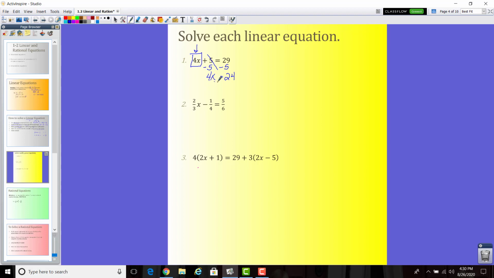Now I want to solve for x here. This 4 is my coefficient, which means it's being multiplied. So the opposite of multiplication is division. So x will equal the value of 6.